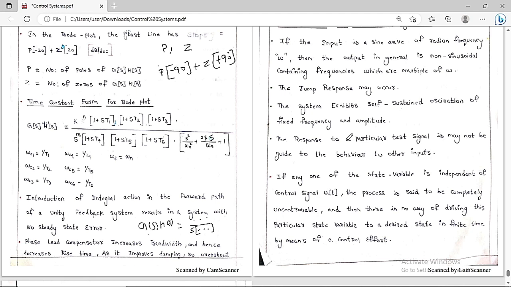So if any one of the state variables is independent of the control signal u of t, the whole process is said to be completely uncontrollable, and there is no way of driving this particular state variable to a desired state in a finite amount of time by means of a control effort.